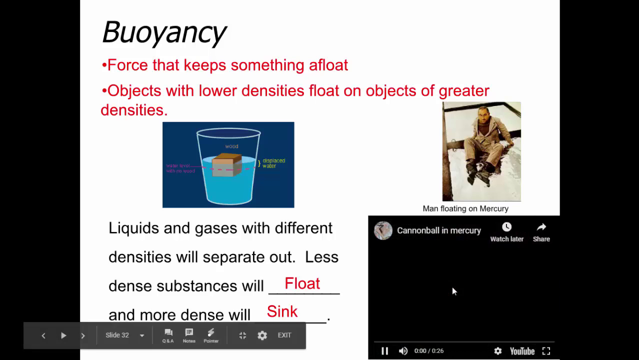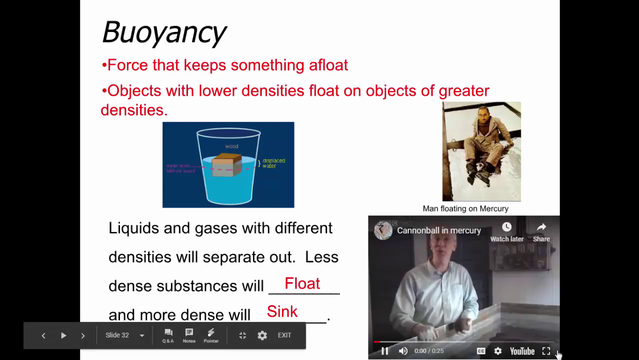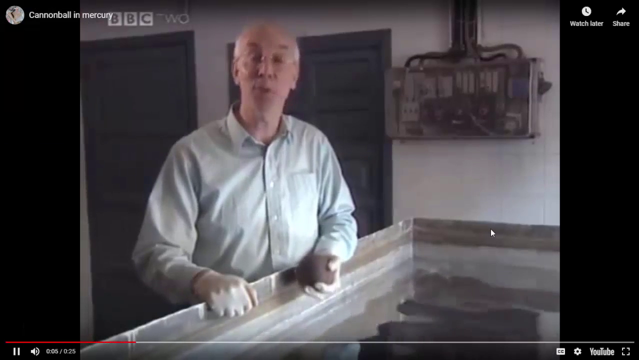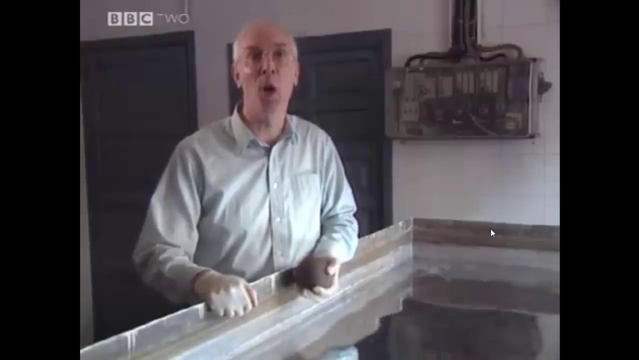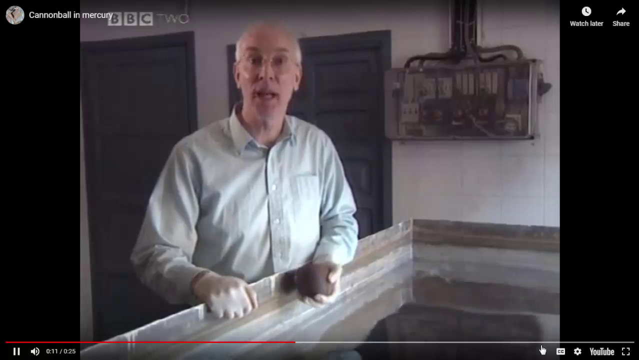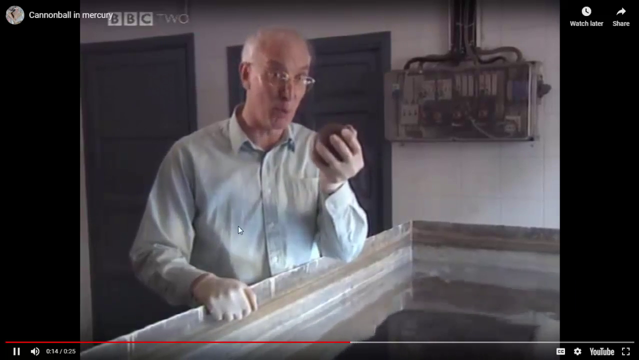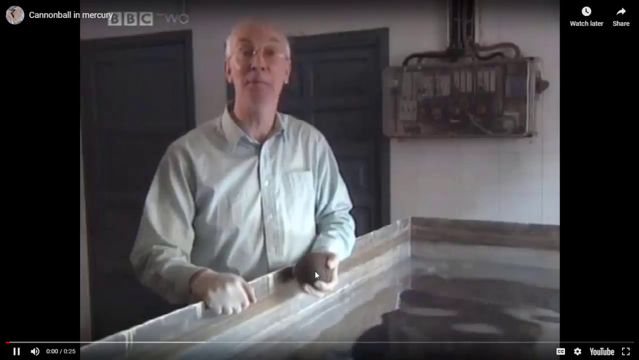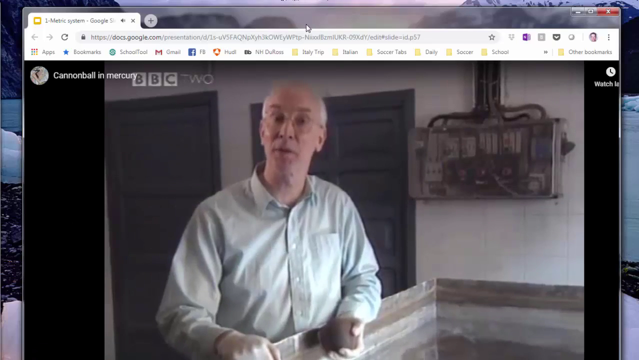This is a cannonball. The Torricelli experiment is portable, and it's portable because the mercury column is short. Why is it short? Because mercury is a very dense liquid, so dense that cannonballs float in it. That's like a lead ball floating in this liquid.